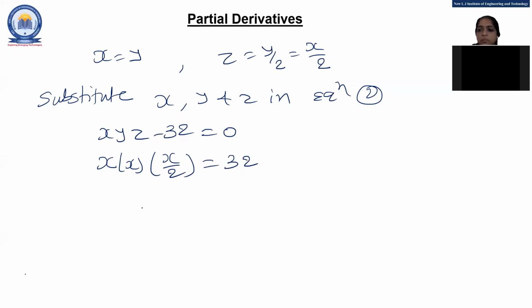Roll number 34, please hide your camera. So x cube is 64. Roll number 74, hide your camera.